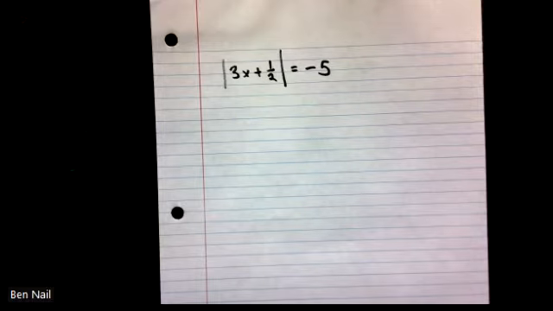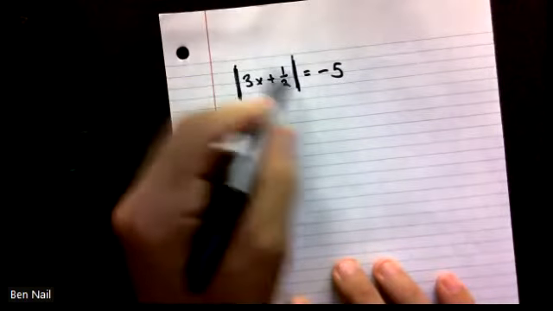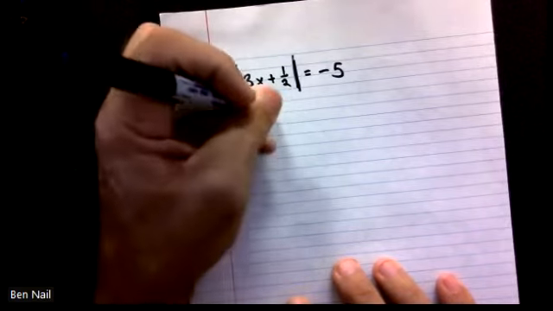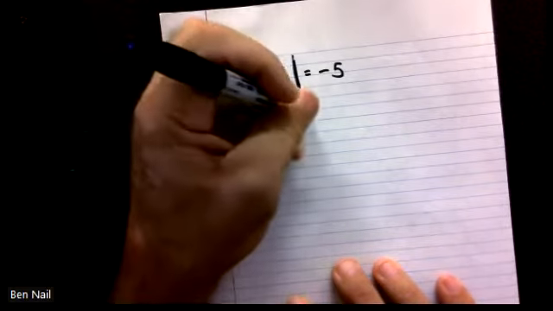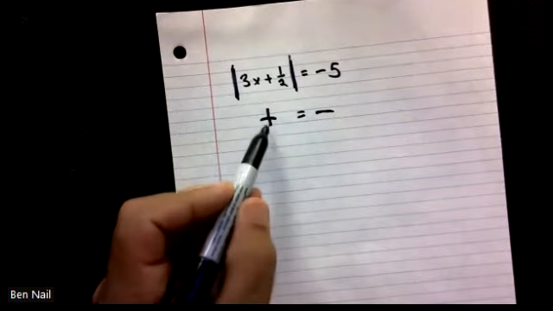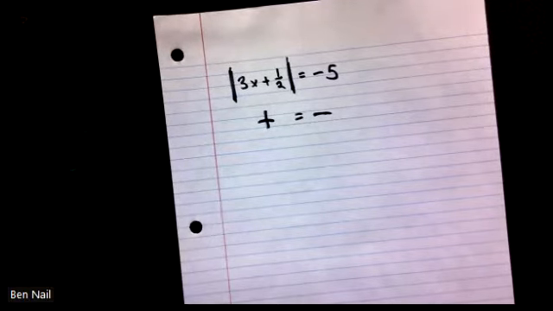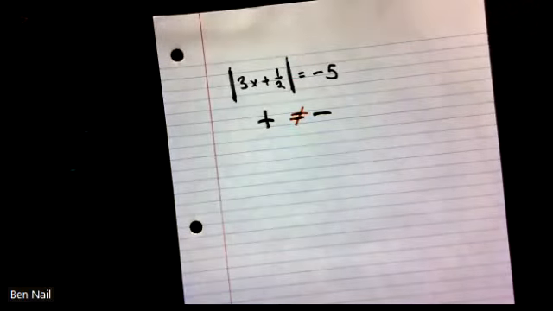But if you ever see something like this, so we've got the absolute value of whatever, 3x plus 1/2, equals negative 5, pay attention and then think about what we're doing. What do we know about absolute values? Absolute value is a distance. Whatever's inside of the absolute value has to be what kind of number? Positive, right? Okay, so if this absolute value is positive, and obviously this negative 5 is negative, can a positive number ever equal a negative number? Nope. This is not possible.